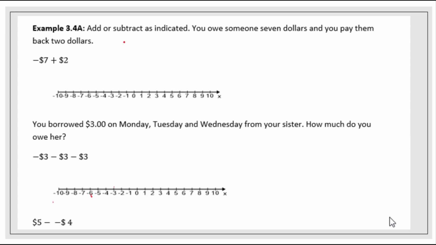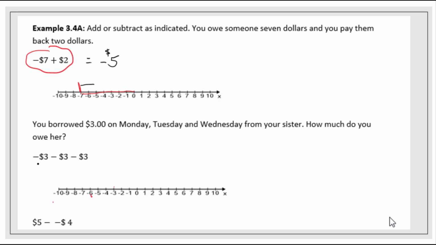So in this example, we're now going to be adding and subtracting integers. And here's our first little problem. We're going to start at 0 and subtract 7. Think of it as $7, right? So you lose $7. And then you gain $2 back. So I'm going to go 1, 2. So when you put these together, you get negative $5.